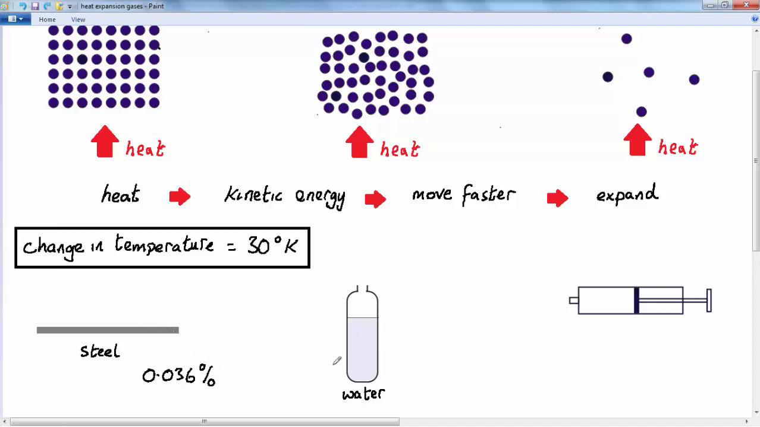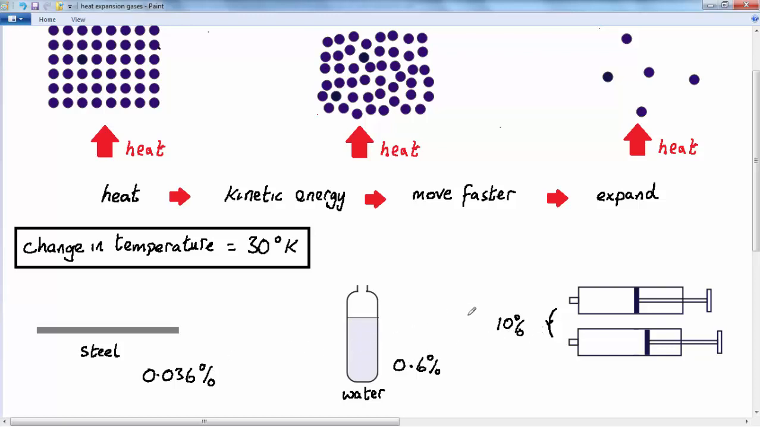Now the water will expand by a greater amount than the steel. It will expand by about 0.6%, but that's still not a very large percentage increase. But the gas, however, the air in the syringe, with a 30 degrees change in temperature, will increase by about 10%. Assuming obviously that we've covered the hole on the syringe, that results in approximately a 10% increase in volume. So gases expand a lot more than liquids or solids.